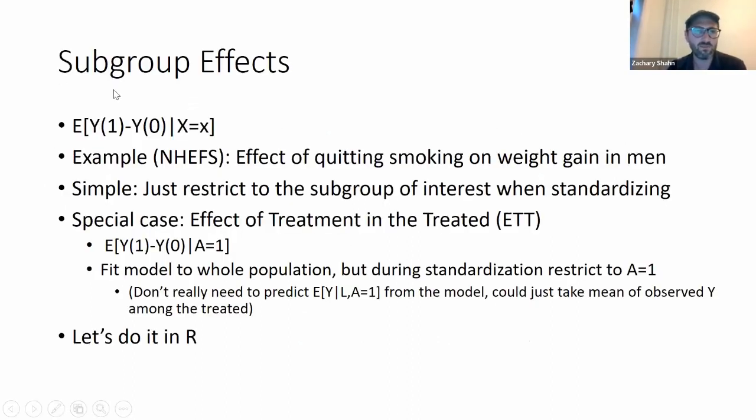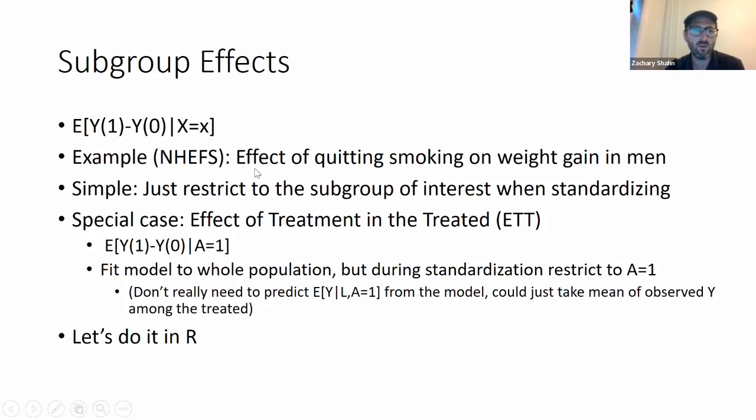What is a subgroup effect? It's the average effect, the difference in the outcome had you been treated minus had you not been treated, among people who have some value of the covariates, or it could just be a single covariate that you're restricting to, some subpopulation. That's what given X equals x means.